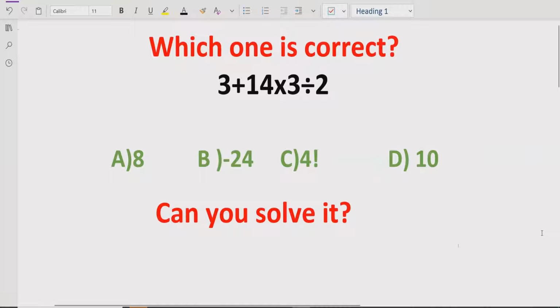Today we will solve another quiz which is related to the PEMDAS and BODMAS method. It is a very simple quiz, but sometimes people solve it in a different way and get the wrong answer. So here we have four answers, and we will solve this expression and find out which answer is correct. Here we have the basic operations like plus, multiplication, and division. We will solve this expression using the PEMDAS and BODMAS method, or you can say the order of operations, and find out what the correct result is.